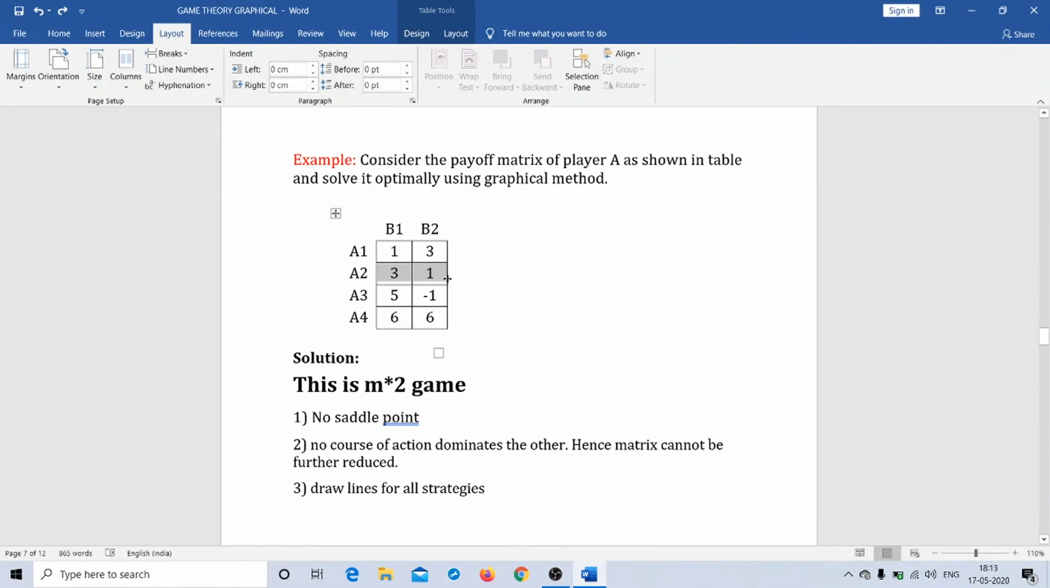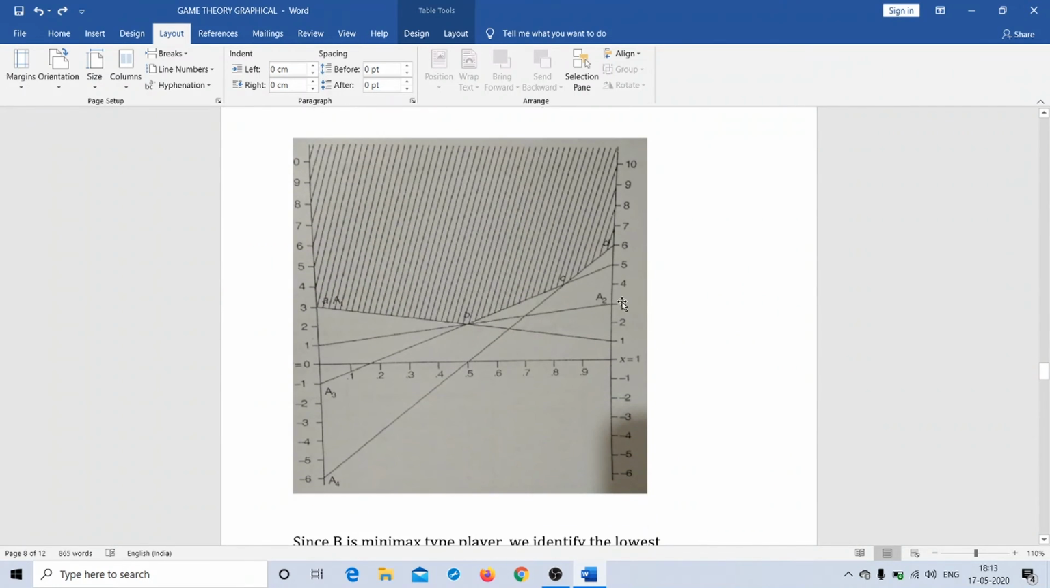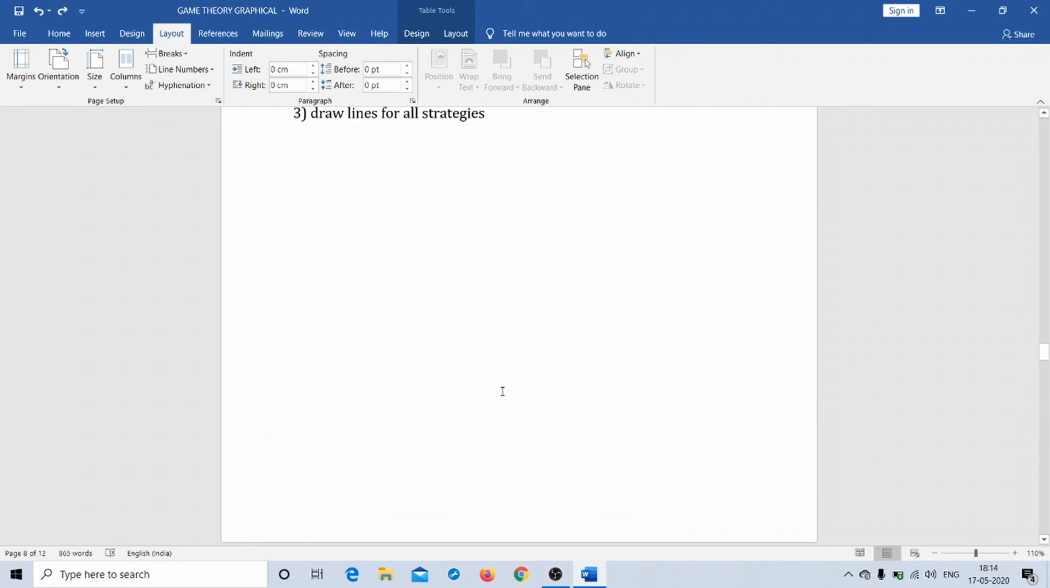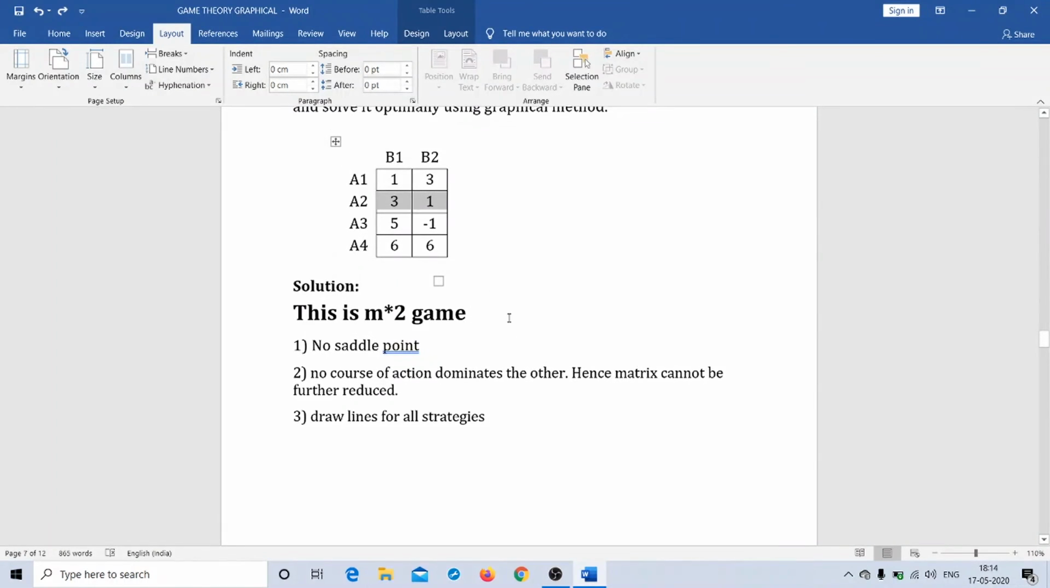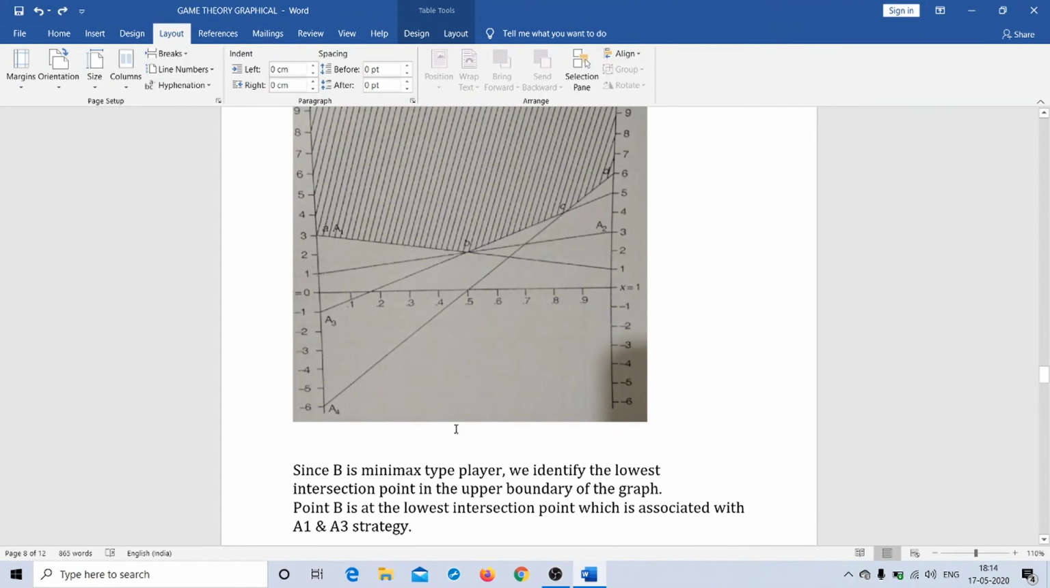Okay, B2 is 1 and B1 is 3. So this is my 3 on B1. From here the line comes to B2. This is my 1. So this particular line is for the A2 strategy. Similarly, I draw lines for all 4 strategies, A1 to A4, which is reflected on the graph sheet. Now since it is M cross 2, we say player B is minimax type.